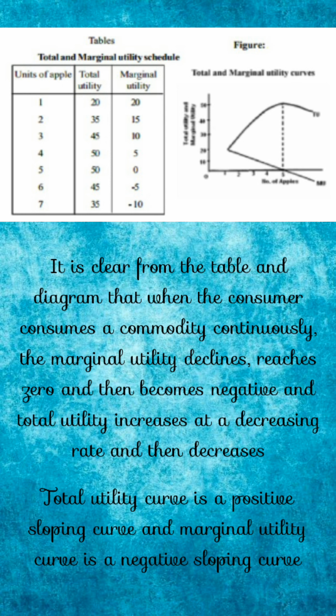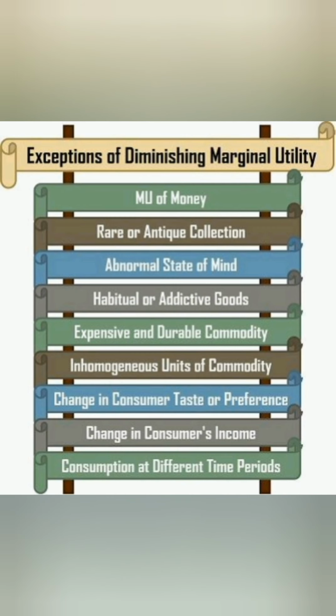In the diagram, the x-axis, a horizontal line, measures the number of apples consumed. The y-axis, a vertical line, measures total utility and marginal utility. The total utility curve slopes upwards and it is a positive sloping curve, whereas the marginal utility curve is a downward sloping curve or a negative sloping curve.